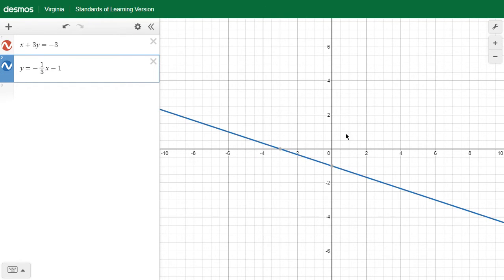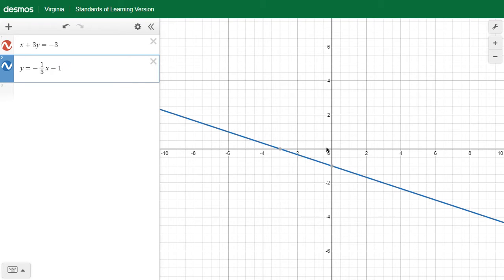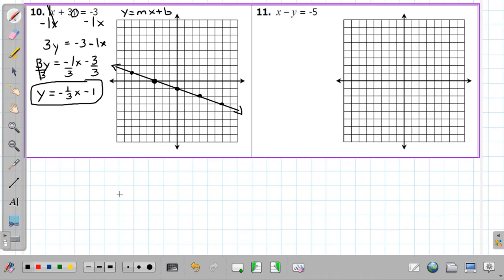Okay, and then you can actually go through and find points and make sure the points match up. So in this case, 0, -1, 0, -1. We should have the point -3, 0. Well, is the point -3, 0 on here? -3, 0. There it is. Okay, so these lines and these two equations are exactly the same.